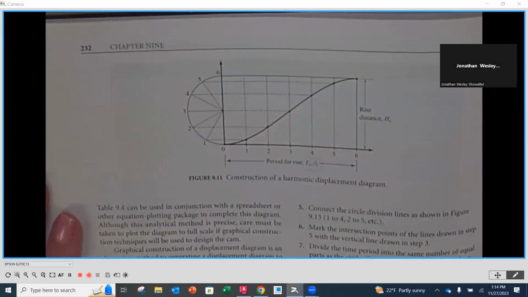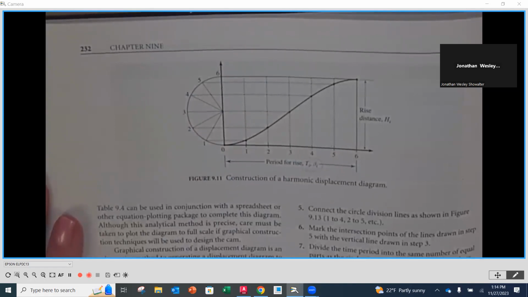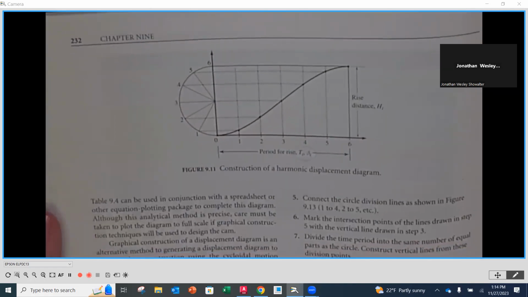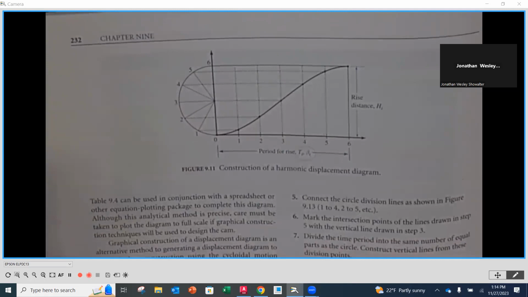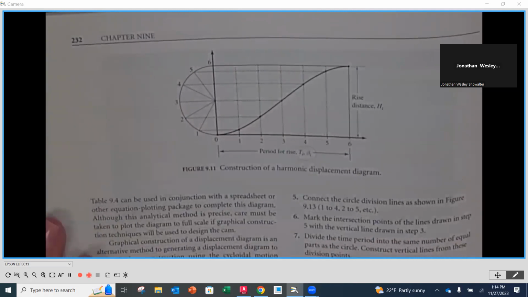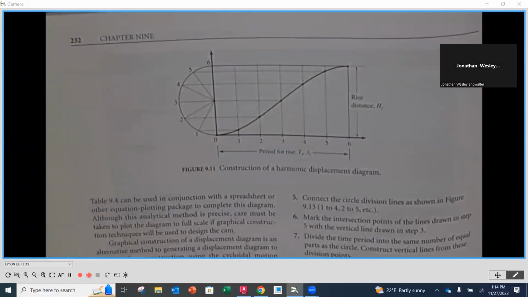Correct. Yes, yeah, for cycloidal and for harmonic, yes, 6 sections. Now you could do more to get a more accurate spline, but 6 is enough, don't you think? If you want to do 12, you could. It would just be a more accurate spline.